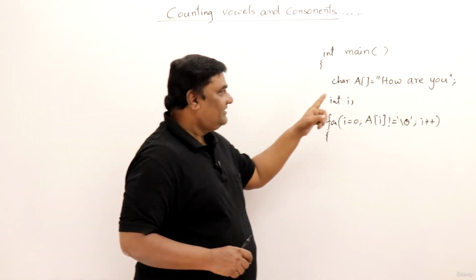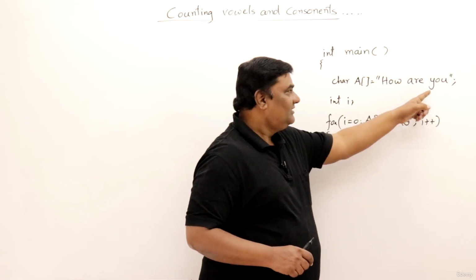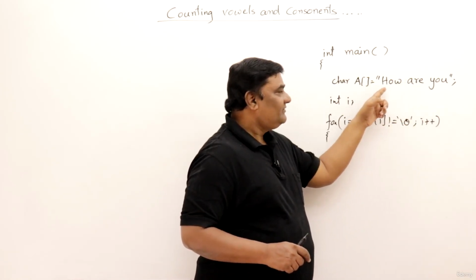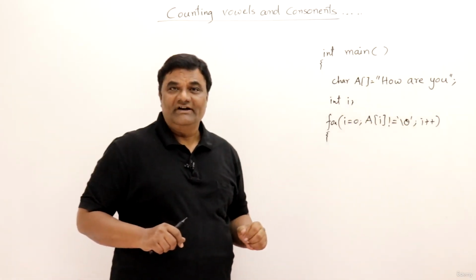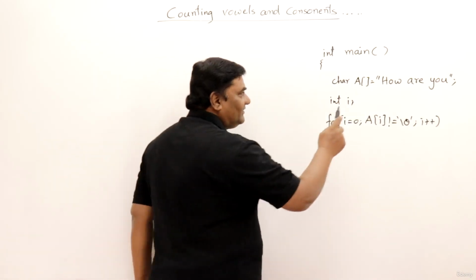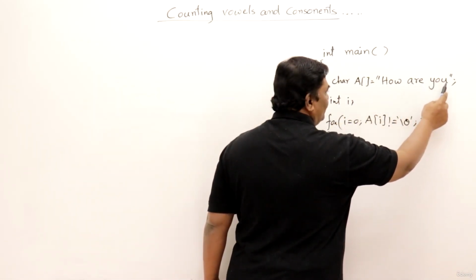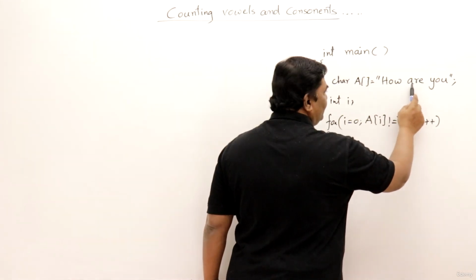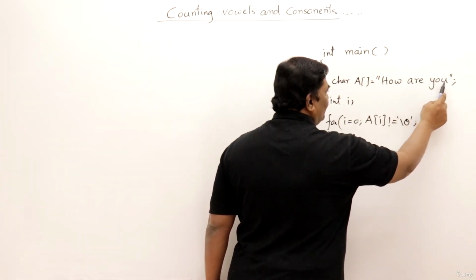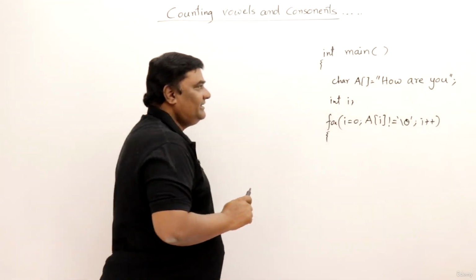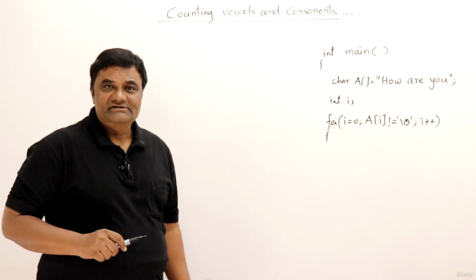Here already I have a string, that is "how are you". So in this string, how many vowels are there? I want to find out. See, the vowels are O, A, E, O, U. So 1, 2, 3, 4, 5. 5 vowels are there, remaining are consonants.